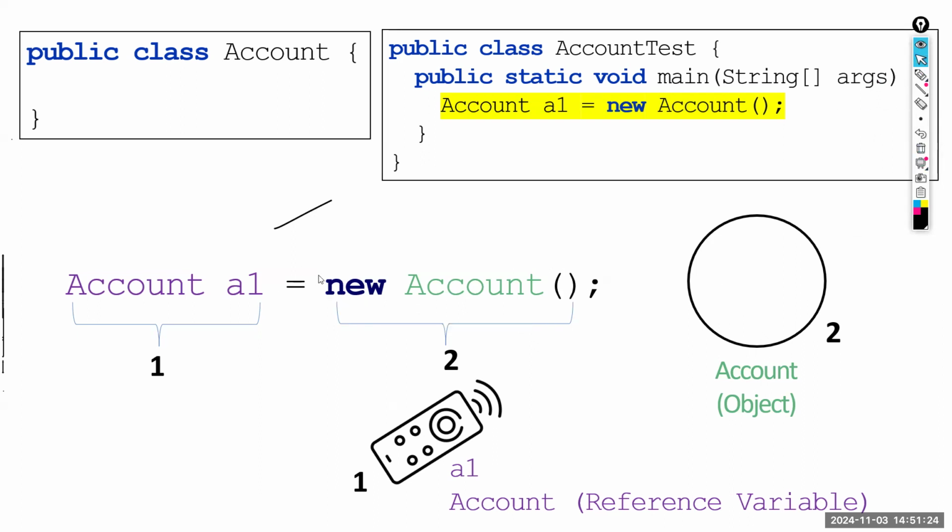And what is meant by equal? Equal means now your reference variable A1 is referring to this particular object. So it's a three-step process. The reference variable is created, the object is created, and of course it is initialized. And now this equal mark says this reference variable refers to this object. And if you have another object, Account A2 equals new Account, it's another reference variable referring to a different object or different memory locations.